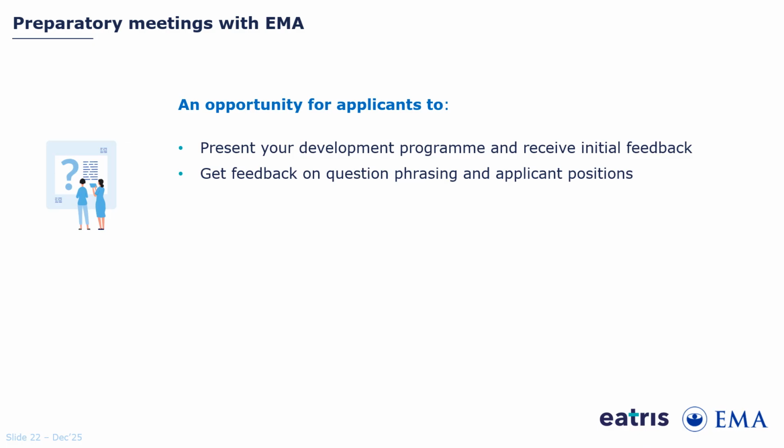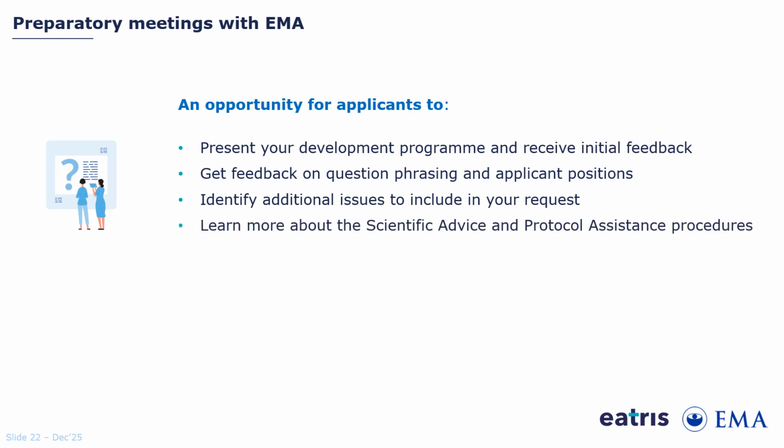Applicants can also receive feedback on the type and wording of the questions to be included in the briefing document, as well as feedback on how to include the applicant's position and explain it in the document for obtaining satisfactory answers. They can identify additional issues to be included in the request for scientific advice, and obtain more detailed information concerning the procedure for obtaining scientific advice or protocol assistance. They can also ask regulatory questions that are outside the scope of scientific advice, such as which legal basis for authorization may be chosen.